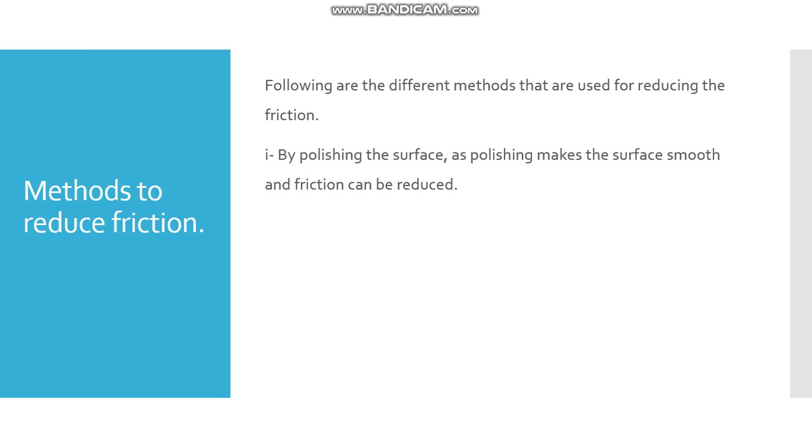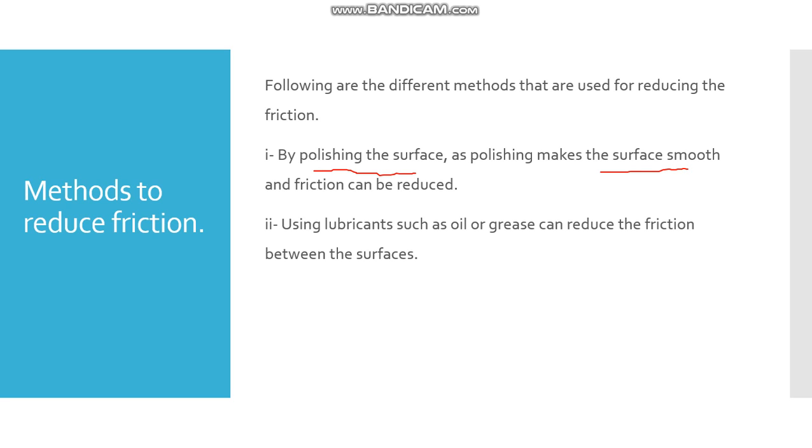Now there are several methods to reduce friction. At times we have to reduce friction in order to make a machine work properly. So following are the different methods that are used for reducing friction. First is polishing the surface, as polishing makes the surface smooth and friction can be reduced. For example, if you have to reduce friction, we can polish the surface. Polishing the surface makes it smooth, hence the friction can be reduced.